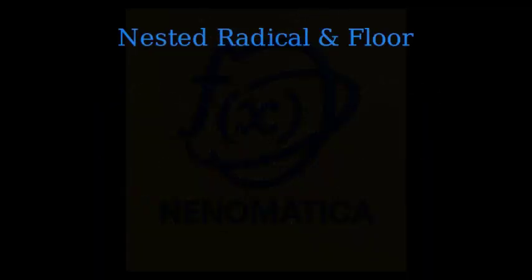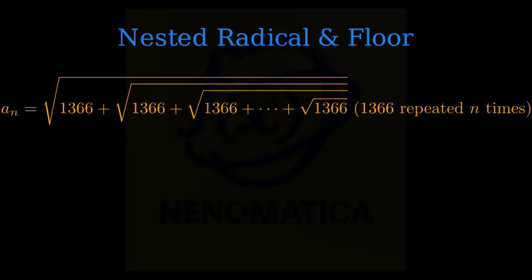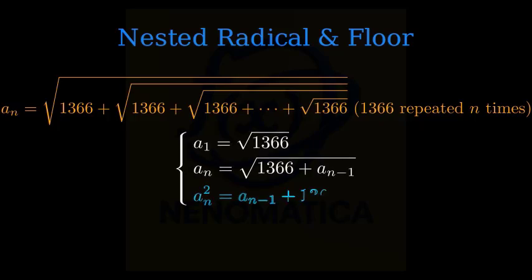In this lesson, we solve a nested radical problem and determine the floor, that is the greatest integer less than or equal to each term. We are given a_n equal to the square root of 1,366 plus the square root of 1,366 plus dots, with 1,366 repeated n times. A clean way to work with a nested root is to define a recursion. Let a_1 equal the square root of 1,366, and for n at least 2 define a_n equal to the square root of 1,366 plus a_{n−1}.